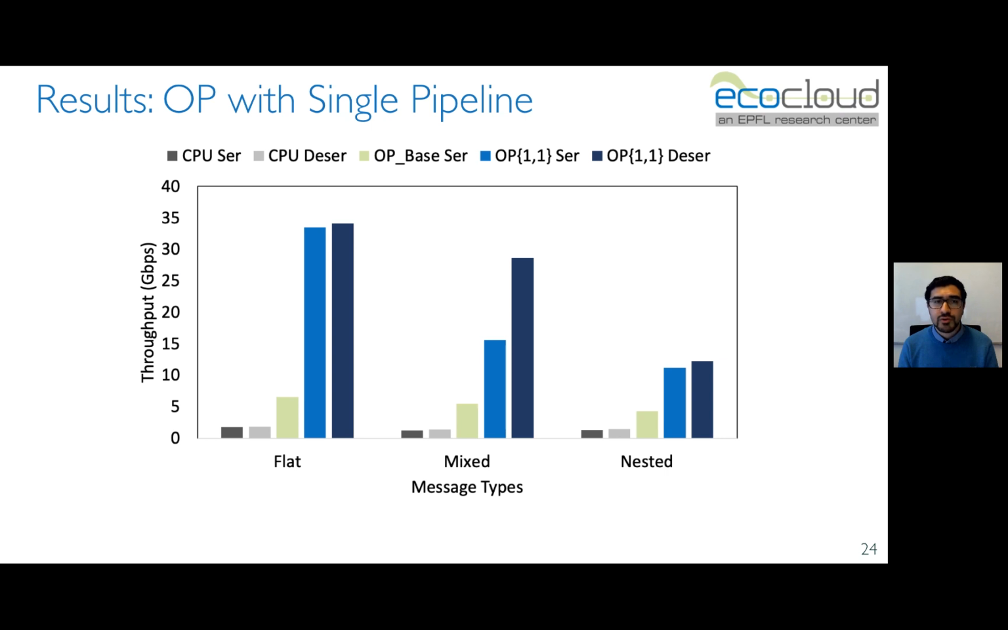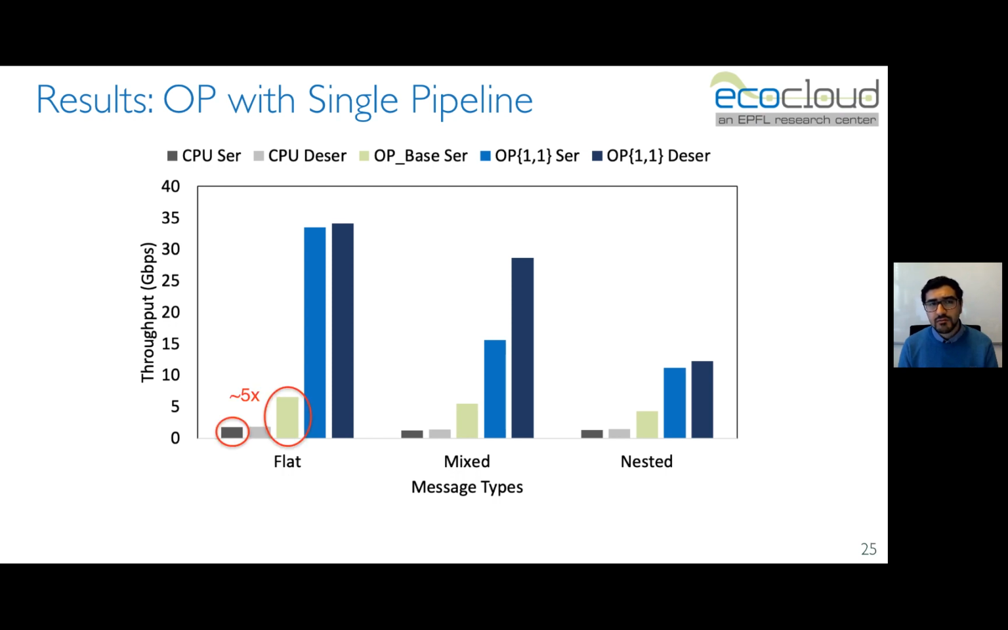Here we show the throughput achieved by CPU and Optimus Prime for the 3 message classes when performing Protobuf serialization and deserialization tasks. OP base is the design without prefetching or pipelining enabled, and OP11 is the design with one pipeline and the degree of time sharing of 1, which means the time sharing is not enabled.